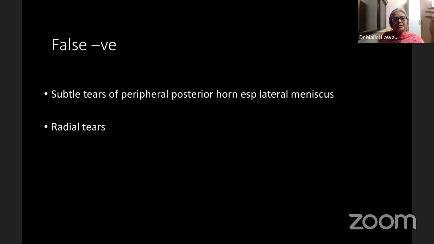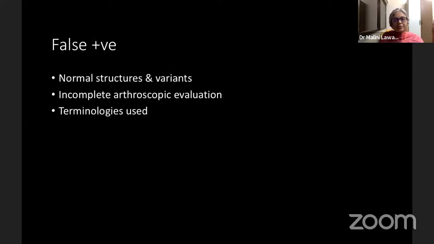Again, these can be subtle and we may be missing it on MR. False positive is when we radiologists say there's a tear, but you come back saying, no, there's no tear. Very often it is normal structures and variants which can be confused. Sometimes it could be due to incomplete arthroscopic evaluation. You may have these tears in hard to reach areas, or a flap may be displaced in a location which may be difficult to see unless you're looking for it.